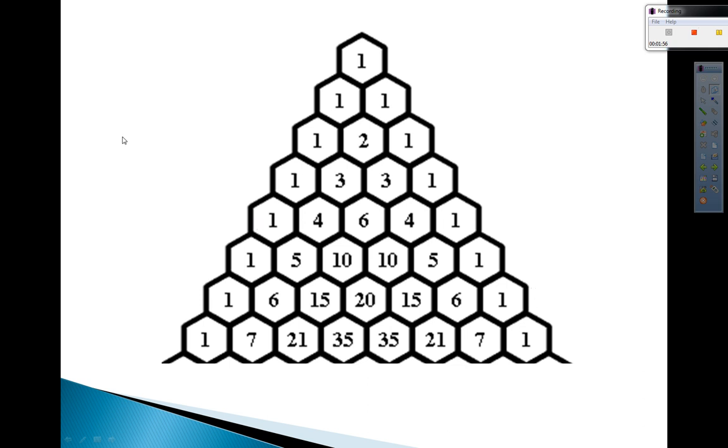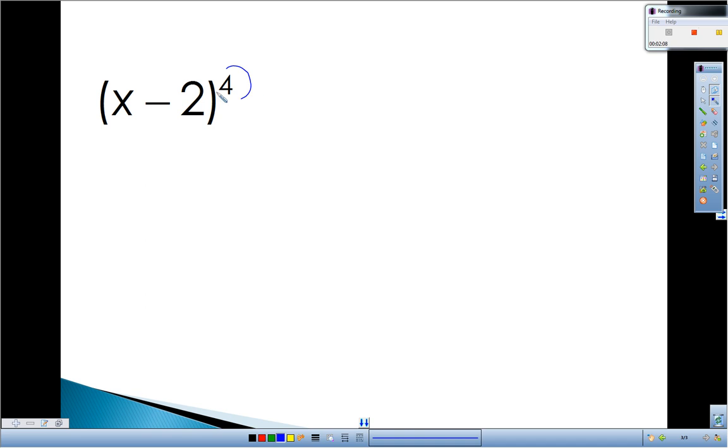Now, we're going to use that to solve problems like this. Say, for example, I want you to do (x - 2) to the 4th. Well, my answer is always going to have one more term than the power. So since this is a power of 4, my answer is going to have 5 terms. So 1, 2, 3, 4, 5 terms.